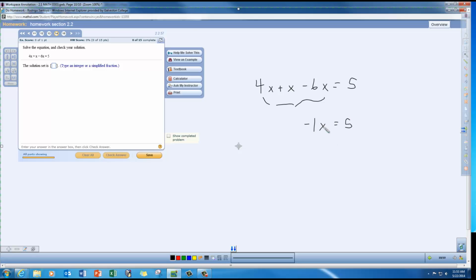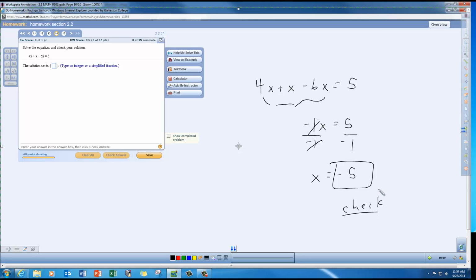But we want the coefficient of our variable to be a positive 1. So in order to get rid of this negative 1, we just divide by negative 1. Those negatives will cancel. That will give us x to be negative 5 as our solution. Once again, make sure you check your work.